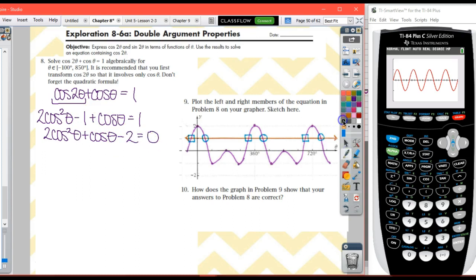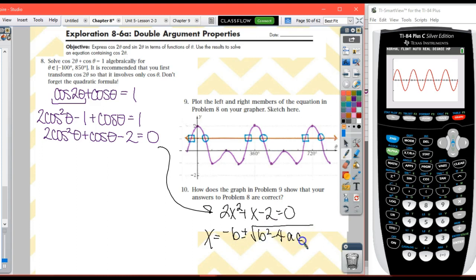So I'm going to come down here real quick, and we can think of it as a quadratic. And so I will have this as 2x squared plus x minus 2 equal to 0. You could try and factor this all that you want, but it's not going to be factorable. And so whenever we found that a quadratic wasn't factorable, we used the quadratic formula, x equals negative b plus or minus the square root of b squared minus 4ac all over 2a. And that gave me my x values.